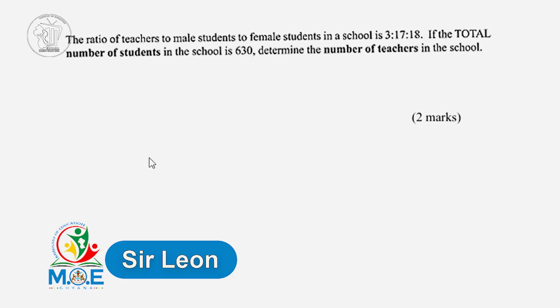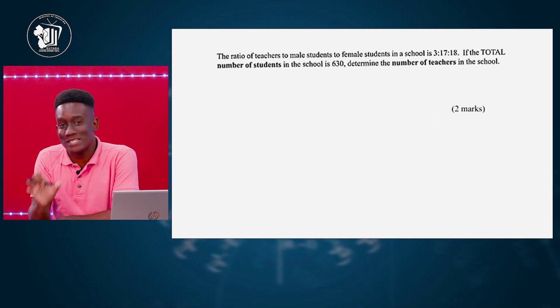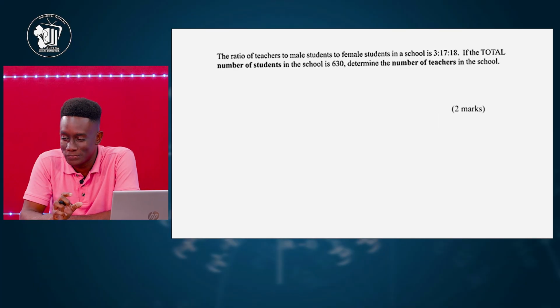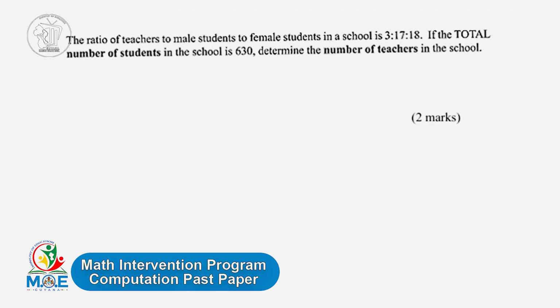The question says, the ratio of teachers to male students to female students in a school is 3 to 17 to 18. If the total number of students in the school is 630, determine the number of teachers in the school. The most important thing when you're dealing with a ratio is to find the value of one share. The question says the total number of students in the school is 630.